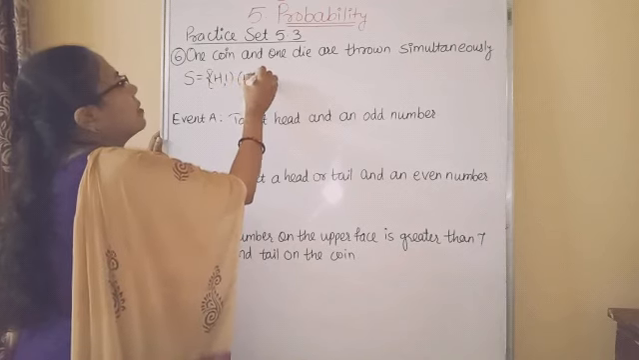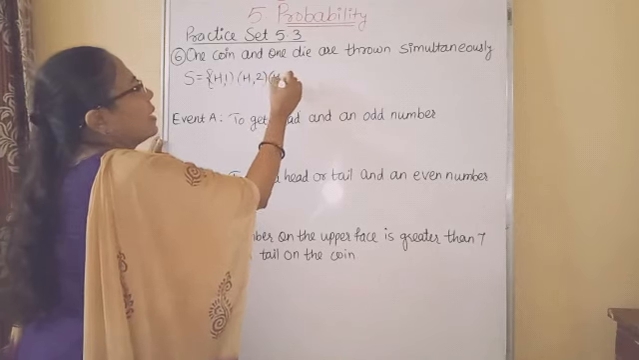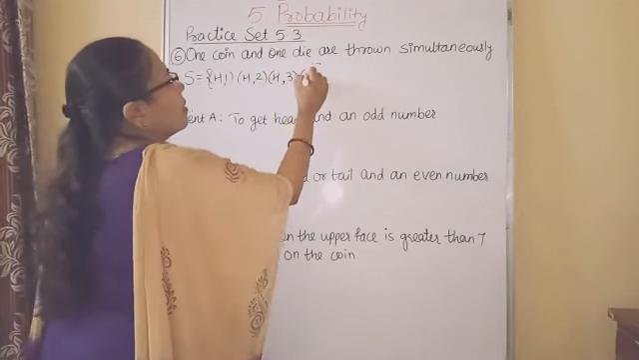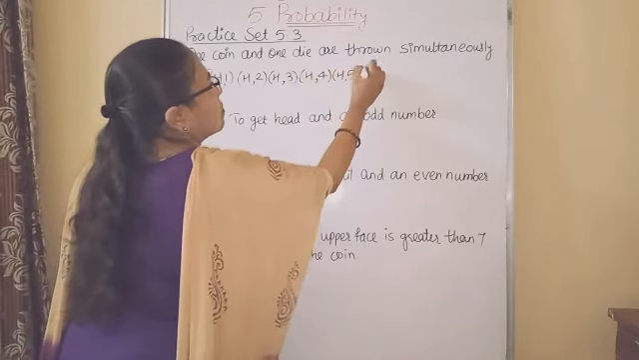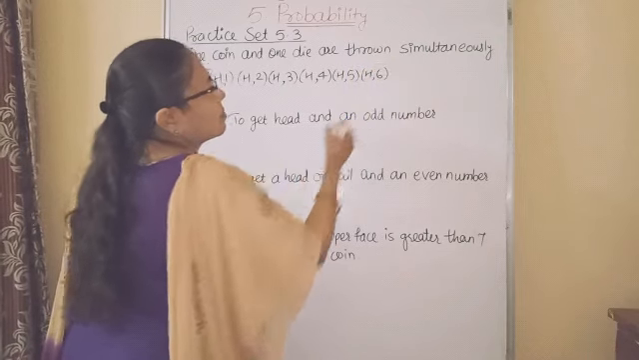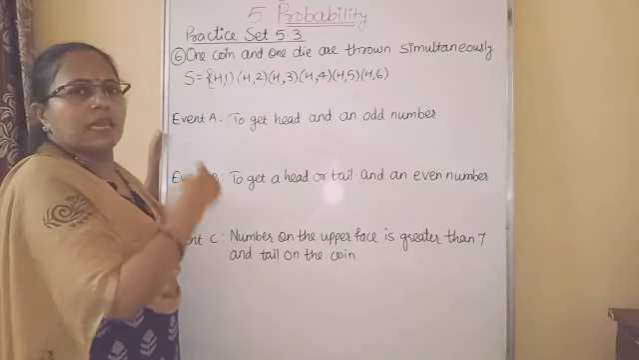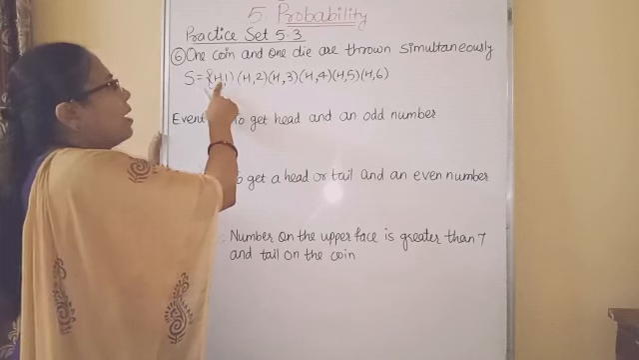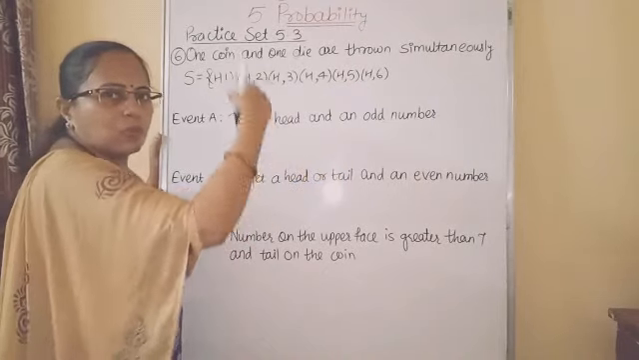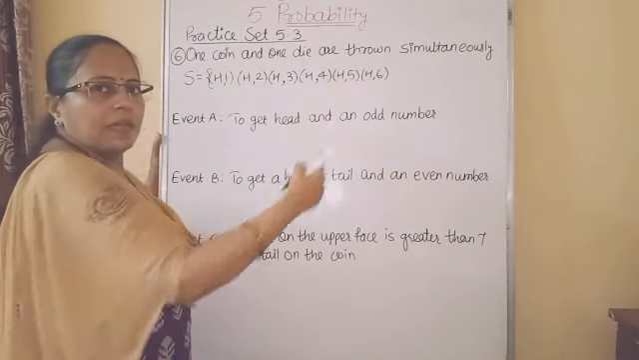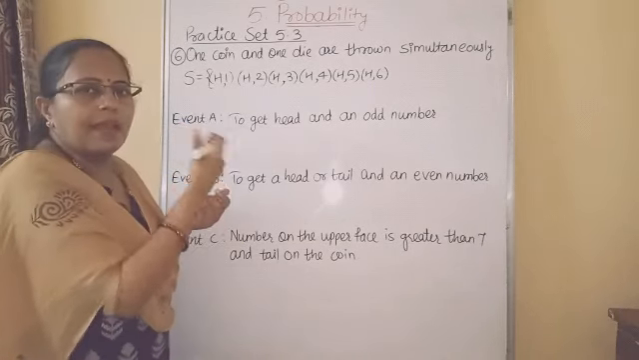Second result H2. Head and 2. Then head and 3. Head and 4. Head and 5. Head and 6. Okay, see, this technique, again I am telling you, you have to remember. I kept the coin result constant and changed the result from the die. H1, H2, H3, H4, H5, H6. Now I change the result of the coin. Instead of H, I will take tail.